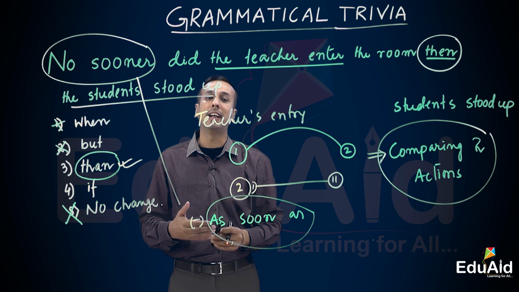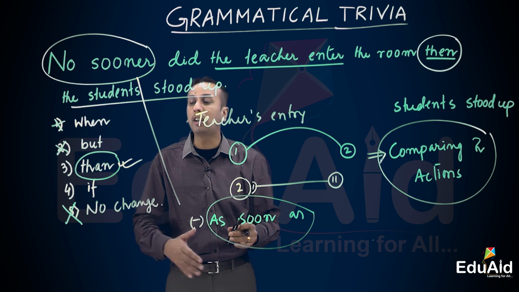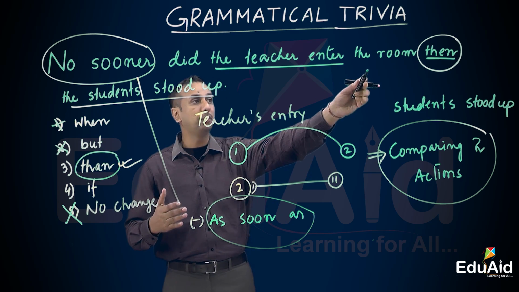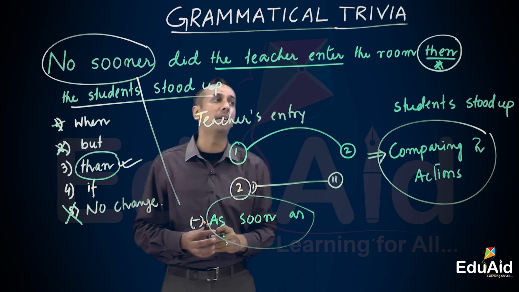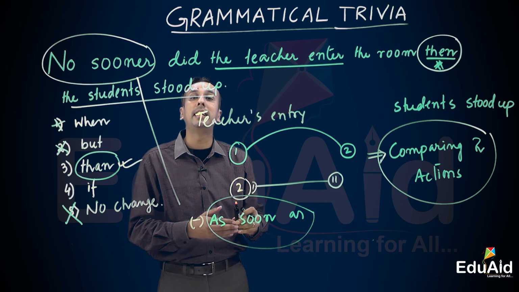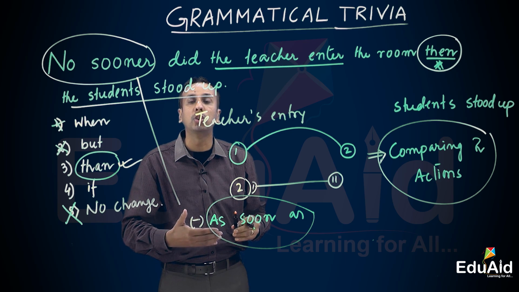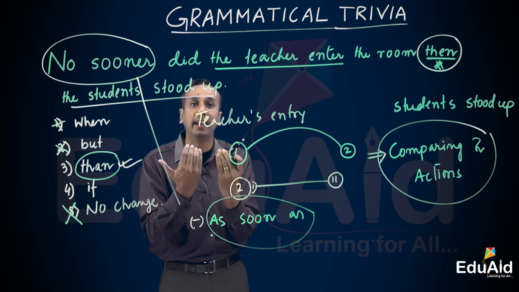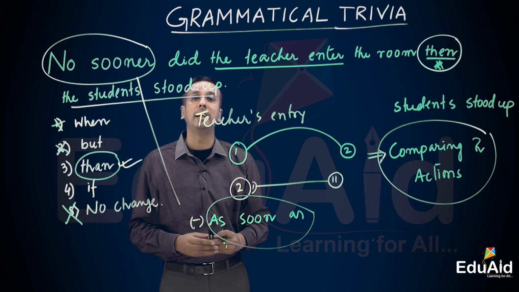You remember that no sooner is followed by than, not when. In many competitive exams you will find this common question, they will give you no sooner then, and then means afterwards. But with no sooner we compare two actions and that's why it should be followed by than, not then.